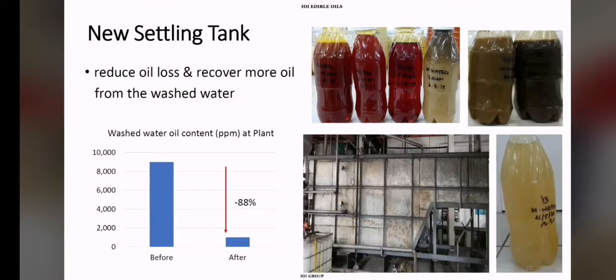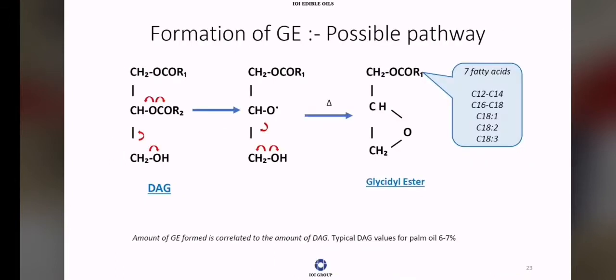And you'll see that the bottom picture shows you the quality of the water coming out from that settling tank. And the graph on the left-hand side shows you a significant reduction in the oil content in the water leaving that settling tank compared to what we used to get earlier. We have managed to reduce the oil content so that the burden on the effluent plant is not that significant. There is additional load going to the effluent treatment plant, but it was not as bad as what it was previously. Next slide, please.